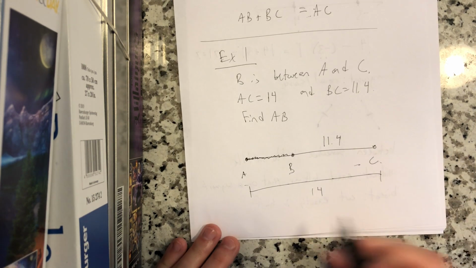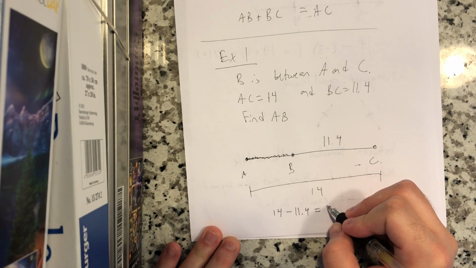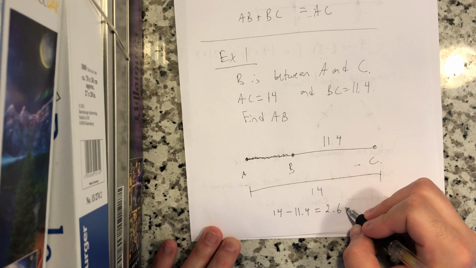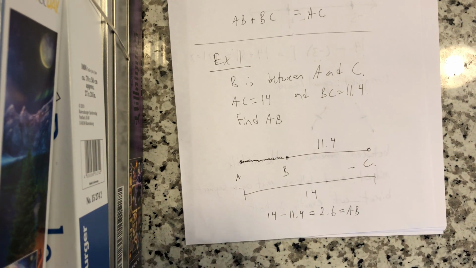So in order to do that, we're going to take this whole 14. We're going to subtract off the 11.4, which should give us 2.6 is the distance or the length of AB.